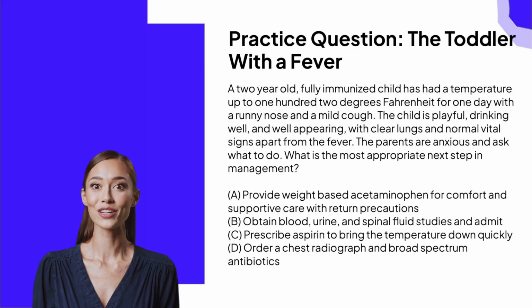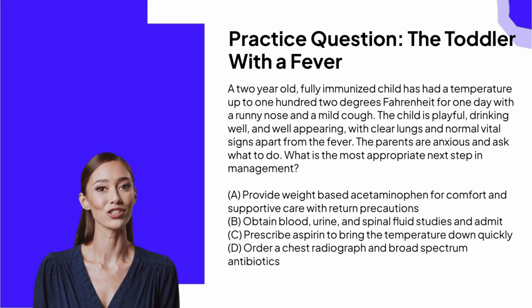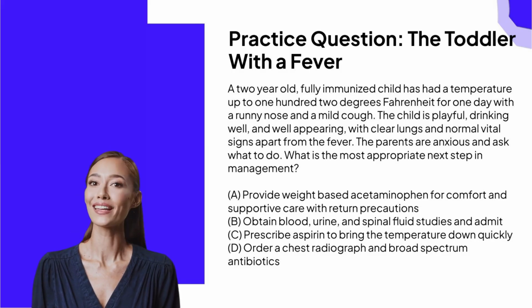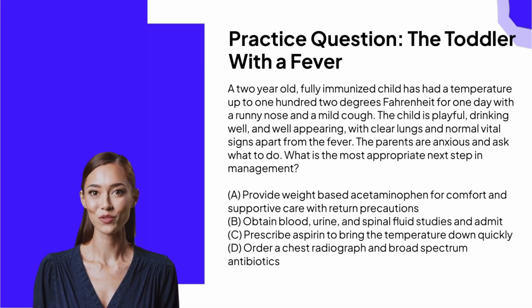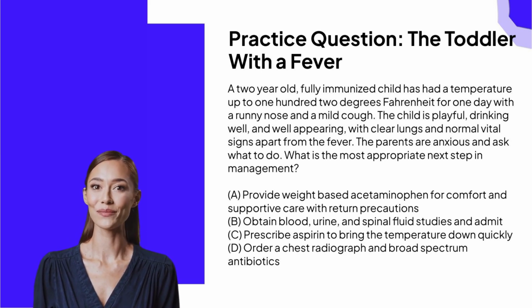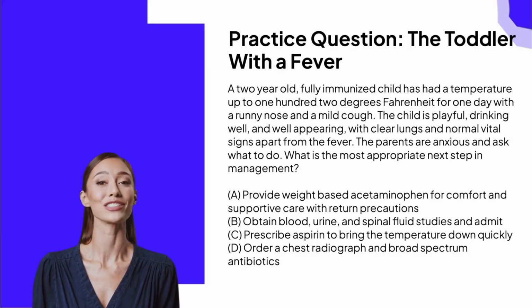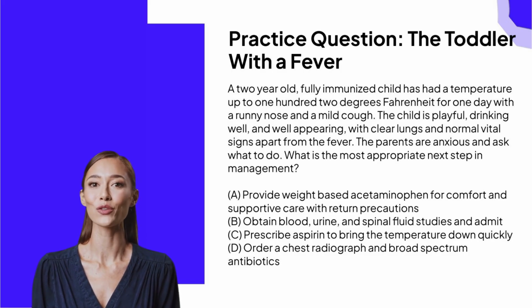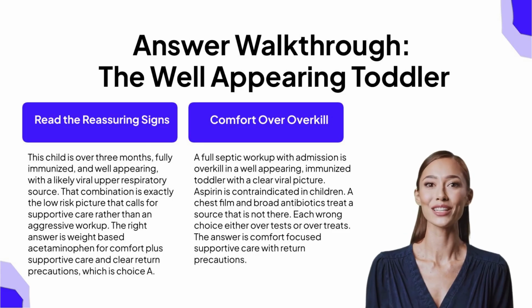Here is our third practice question, and it brings together the older child protocol and antipyretic dosing. A 2-year-old, fully immunized child has had a temperature up to 102 degrees Fahrenheit for 1 day, along with a runny nose and a mild cough. The child is playful, drinking well, and well-appearing, with clear lungs and normal vital signs apart from the fever. The parents are anxious and want to know what to do. Notice the age, which is over 3 months, and notice that the child is fully immunized and looks well, with an apparent viral source. Pick your answer, and we will reason through it on the next slide. Let us break down this answer.